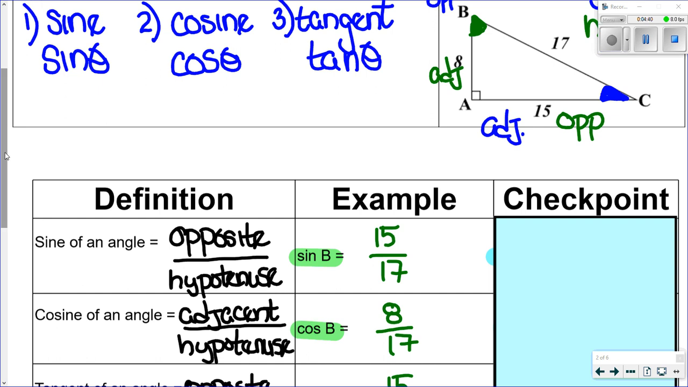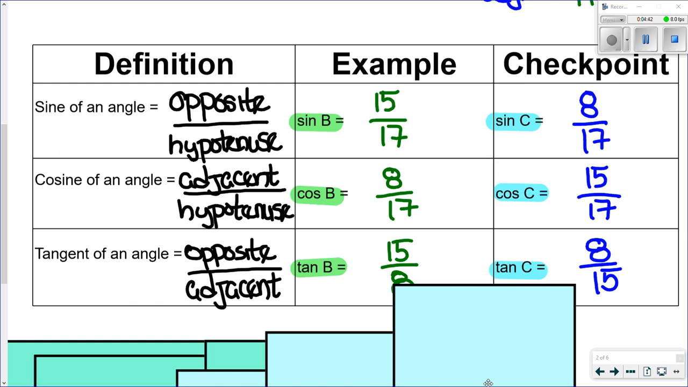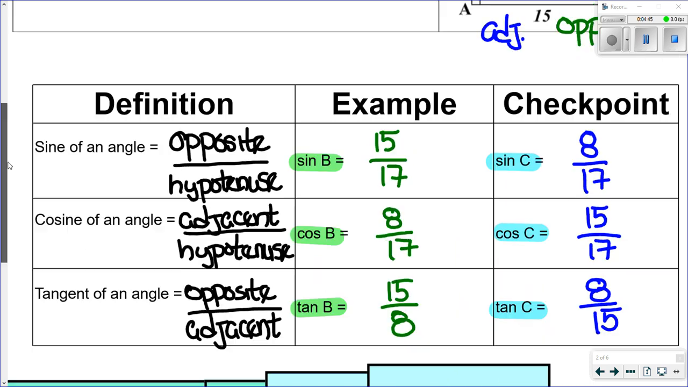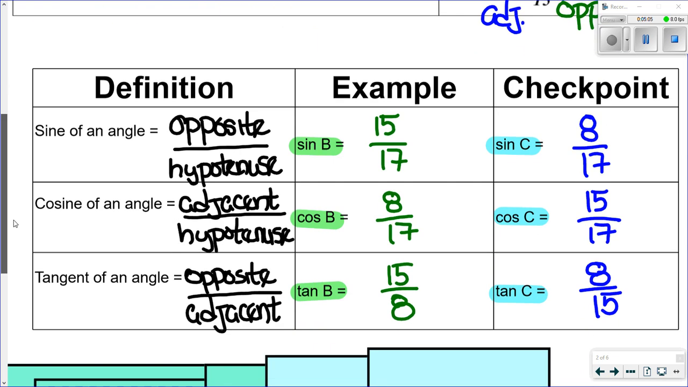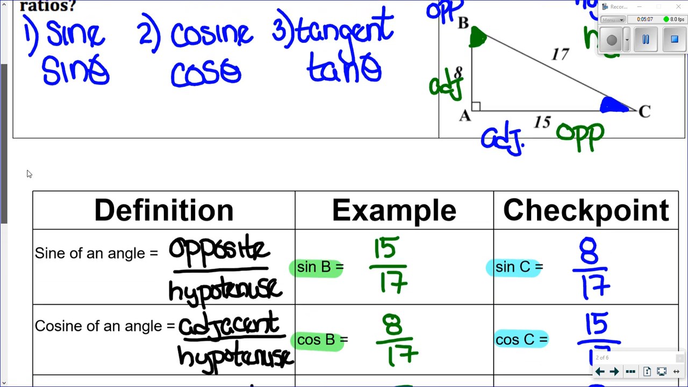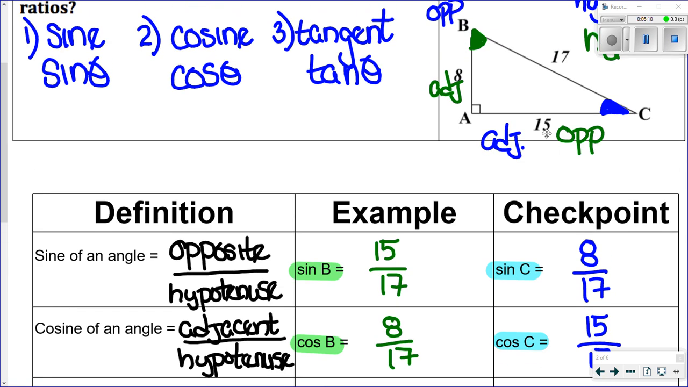If you were to do it based on the angle C, then for sine C, it would be opposite over hypotenuse, so you have the opposite, which is 8, over the hypotenuse, which is 17. Cosine C would be adjacent over hypotenuse, so you have 15 over 17. And tangent would be opposite over adjacent, which is 8 over 15. So those are the three common ratios that you will see when dealing with right triangles.